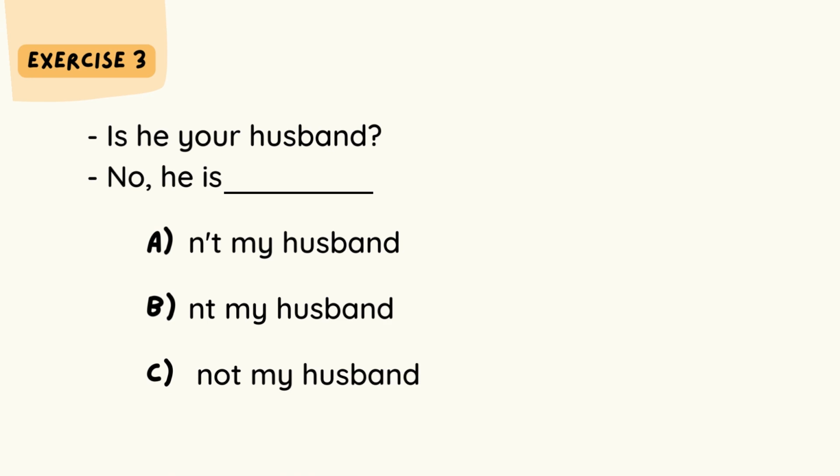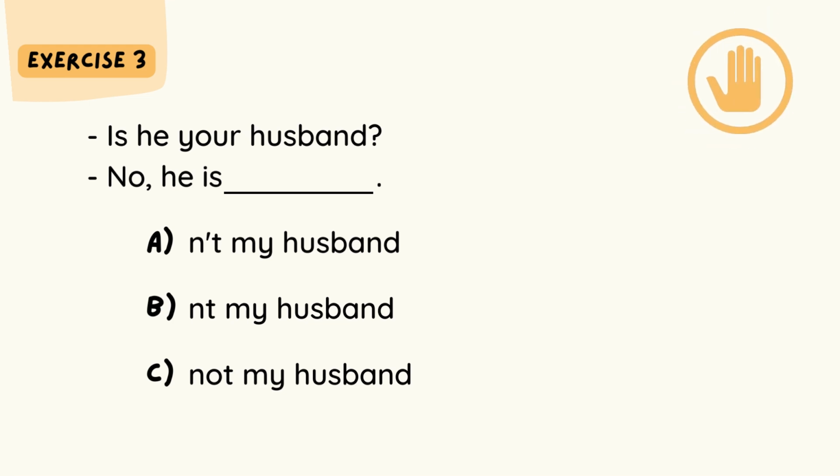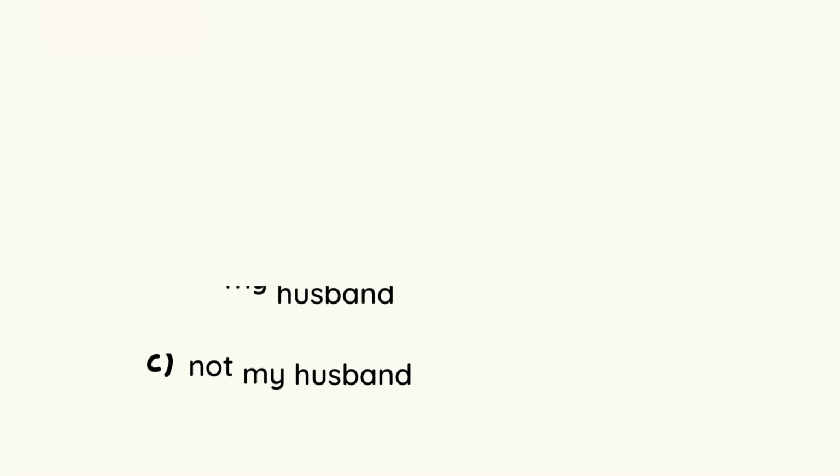Exercise 3. Is he your husband? No, he is A, he isn't my husband. B, he isn't my husband. C, he is not my husband. No, he isn't my husband.